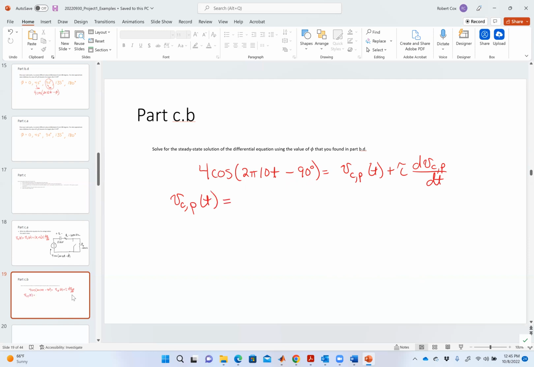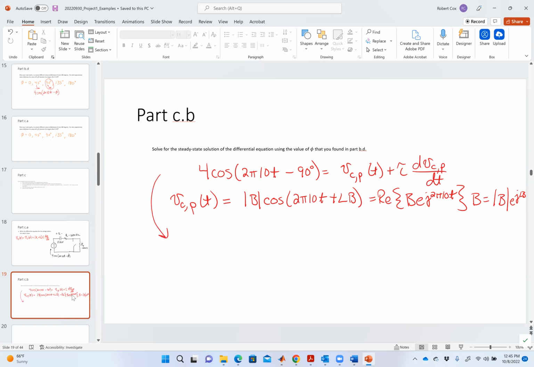Because we have a cosine as my source, I know that I have a cosine in steady state. So it's going to be the magnitude of b cosine 2 pi 10 t plus angle of b, or the real part of b e to the j 2 pi 10 t, where b is equal to a complex number with a magnitude and an angle, like so. Okay, so we take the whole equation again into that complex form, that Phasor form, and I say I have 4e to the negative j 90 degrees equals b e to the j 2 pi 10 t plus tau times d by dt of b e to the j 2 pi 10 t.